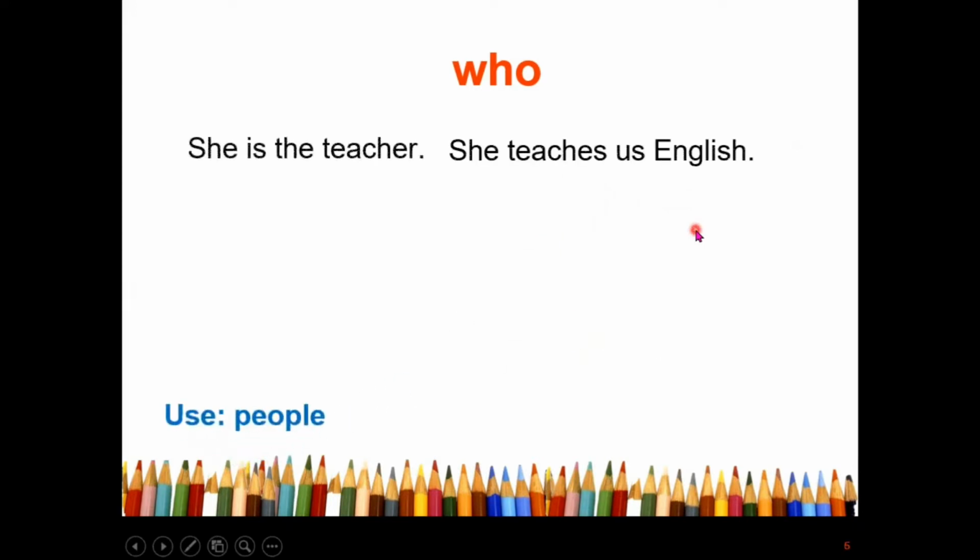Another example. She is the teacher. She teaches us English. Which word are we going to cross? We are going to cross the subject pronoun, she. Perfect. Because I can't have three subjects in the sentence, who here replaces the subject. She is the teacher who teaches us English.